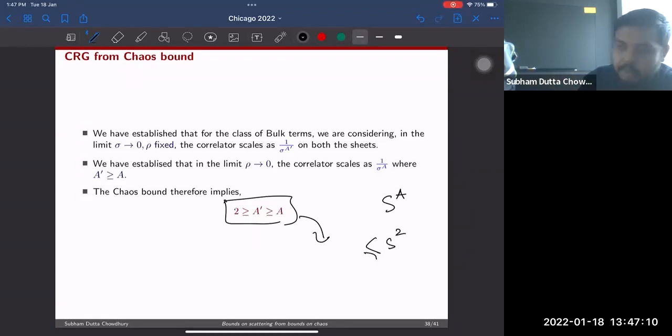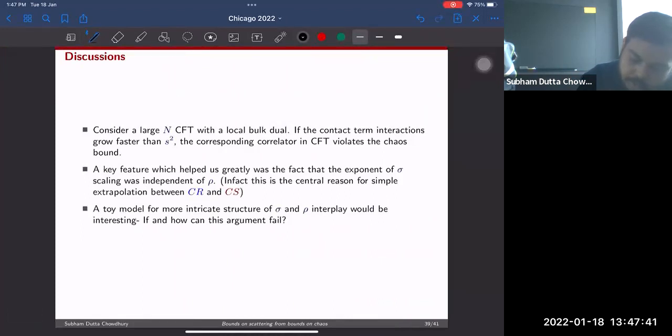We are trying to figure out if similar things hold for exchange diagrams or even loops in the bulk. But as of now, we have some technical problems interpreting the exchange diagrams, like how to think about flat space scattering coming from exchange diagrams in the bulk. We don't find any localization as such. So let me point out what we did. We considered a large N CFT with a local bulk dual, which means we are considering local contact terms. If the contact term interactions grow faster than S squared, the corresponding CFT correlator violates the chaos bound. So we put bounds on the growth of the contact term interaction in flat space.